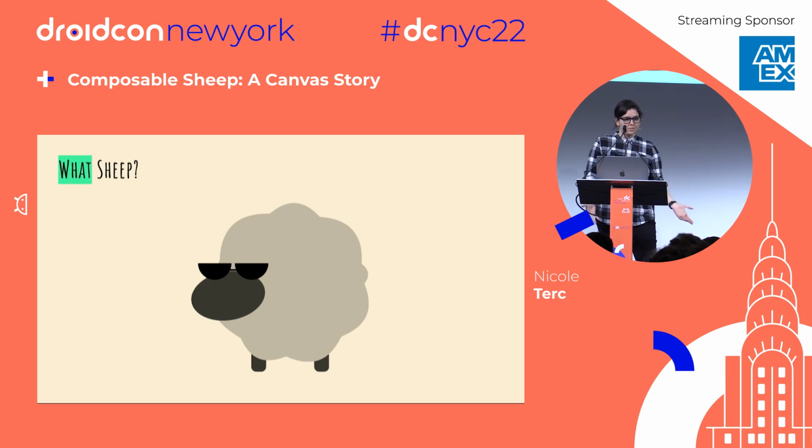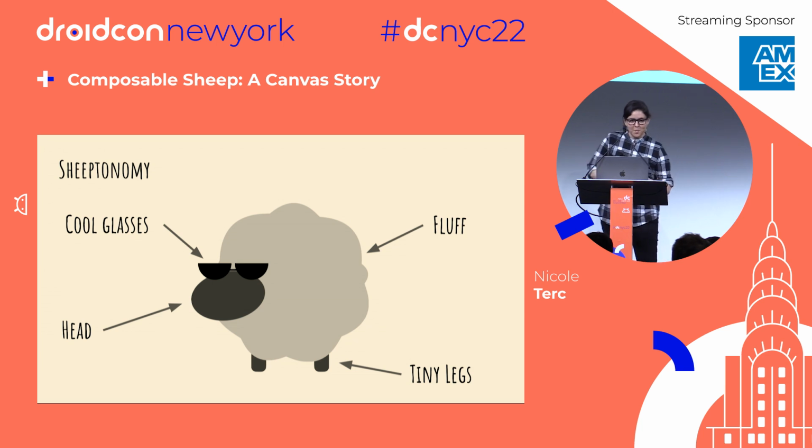So, what are we going to be drawing? Of course, a chip. But we don't have a draw chip function in Canvas. So in order to do that, let's try to simplify what we need to actually do with this chip. And for that, let's go over the chip anatomy. What are the components that you need in order to build a chip? Well, of course, a chip has fluff. Of course, a chip has tiny legs, a nice head, and really cool glasses.